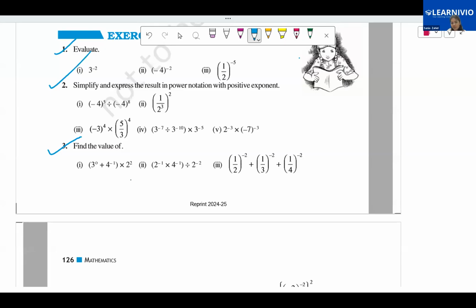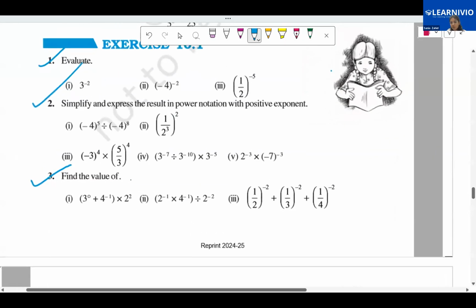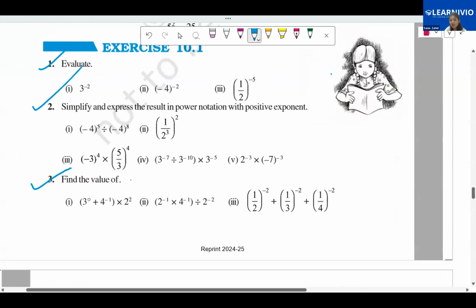So can you do such type of questions now? All these concepts we've discussed in the class. Yes, ma'am. So please start doing the first, second, and third question. Once you're done with the first, second, third question, then we'll move ahead. Please start doing.